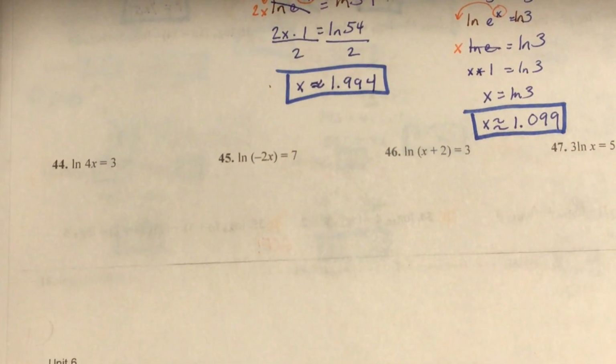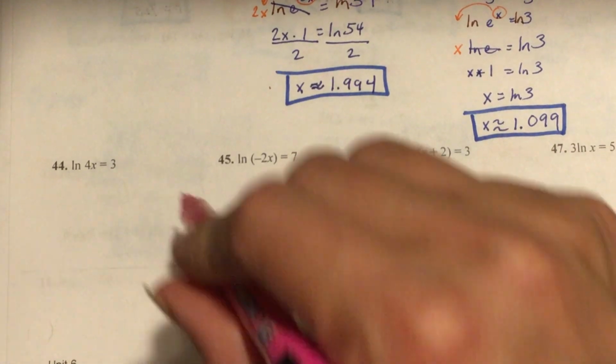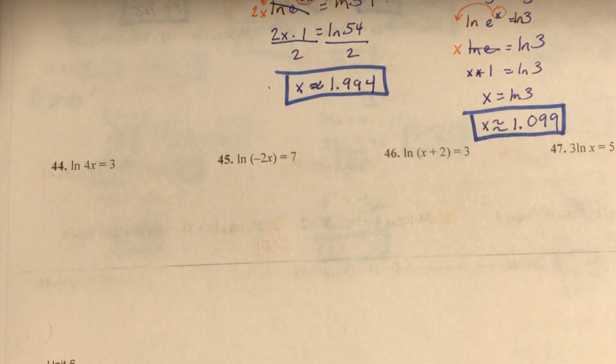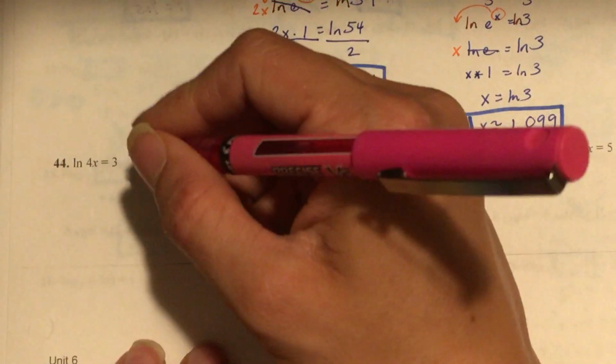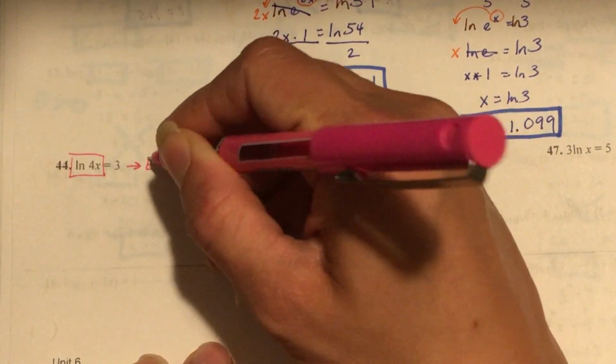Good morning, everybody. So we're going to be looking at number 44 next. First, we identify what type of equation this is. Because this has ln, this is a logarithmic equation. There is one log, so to solve it, we need to put this log into exponential form.